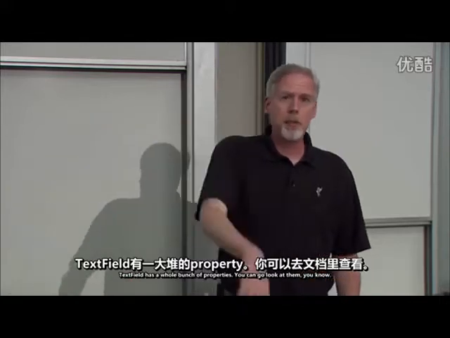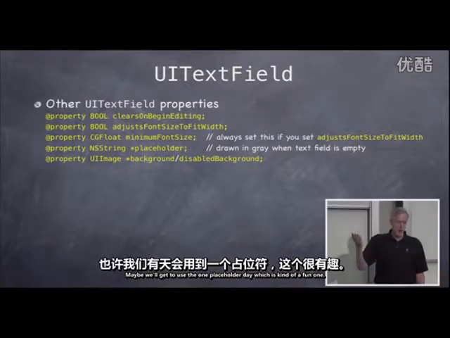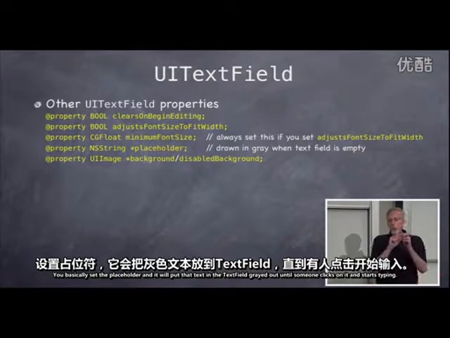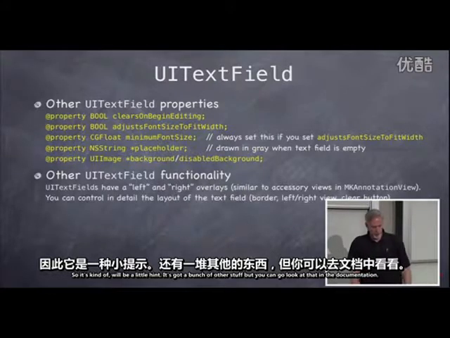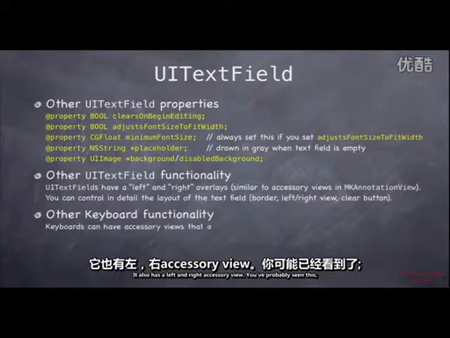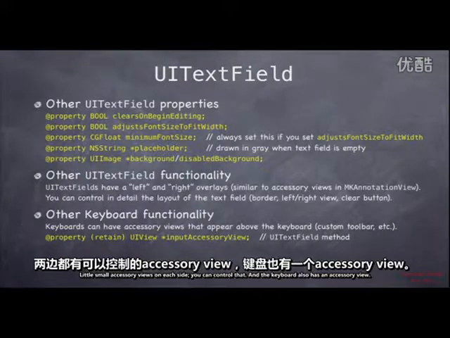Text field has a whole bunch of properties. You can go look at them. Maybe we'll get to use the one placeholder today, which is kind of a fun one. You basically set the placeholder and it'll put that text in the text field grayed out until someone clicks on it and starts typing. So it's kind of a little hint. It's got a bunch of other stuff. You can go look at that in the documentation. It also has a left and right accessory view. You've probably seen this. Sometimes it's a little search button. Sometimes it's a little X, click X to clear. You've seen that in text fields. Little small accessory views on each side. You can control that.